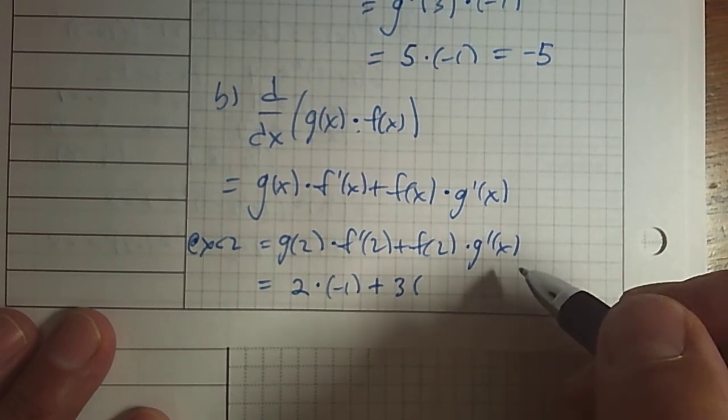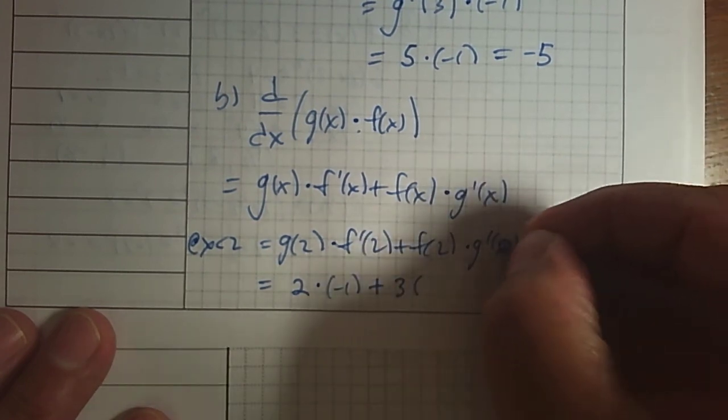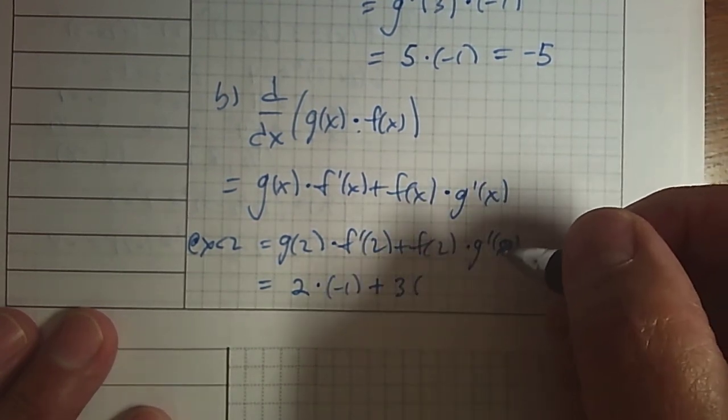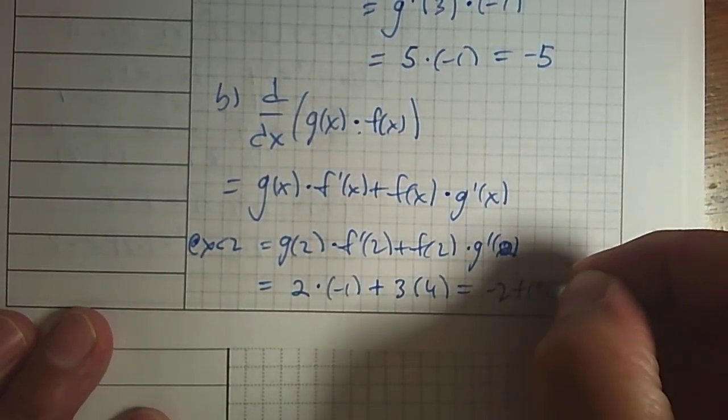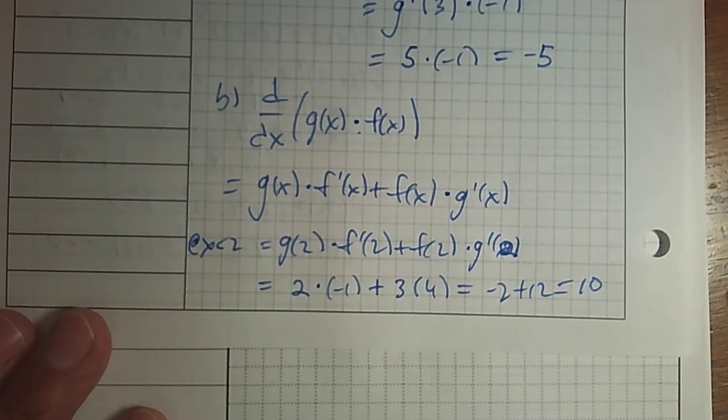And what's left? Oh, I put an x here. This should have been just a 2. G prime at 2 is 4. So we have negative 2 plus 12, so that answer is 10. Number 16.